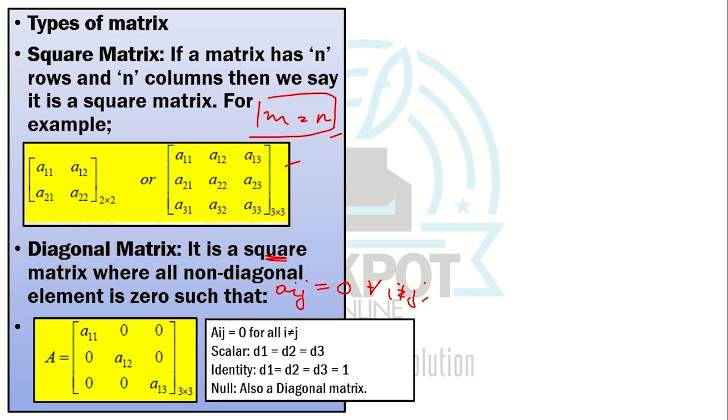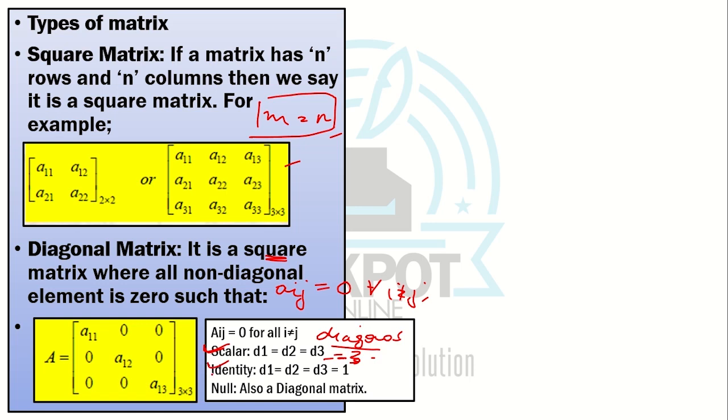Now, similarly, for a scalar matrix, the starting point is actually a diagonal matrix, right? And for a scalar matrix, essentially if all the diagonal elements are equal to a particular number, then it's called a scalar matrix, and that number is referred to as a scalar. For example, if d1 equal to d2 equal to d3 were, let's say, something like 3, then it would be a scalar matrix, and the scalar here would be the number 3.